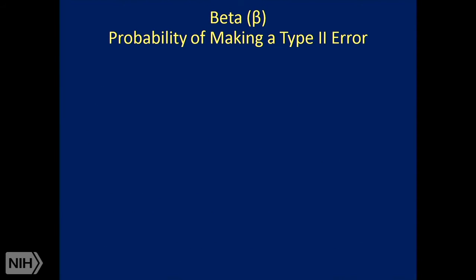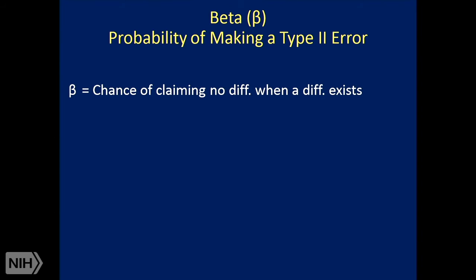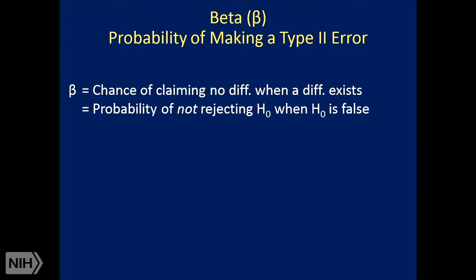So beta is the chance, we said, of claiming no difference when a difference exists. It's a mistake. It's an error. It's claiming no difference when a difference exists. It's the probability of not rejecting H0 when H0 is false. H0 is the hypothesis of no difference. We're not rejecting it when, in fact, there is a difference. So since beta is the probability of making an error, a low beta is a good thing.